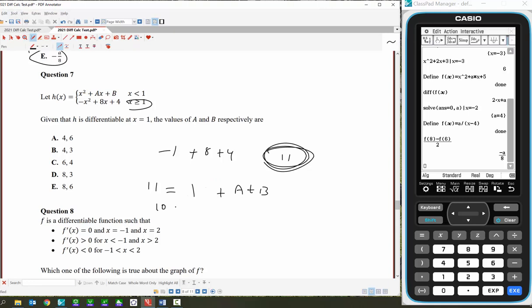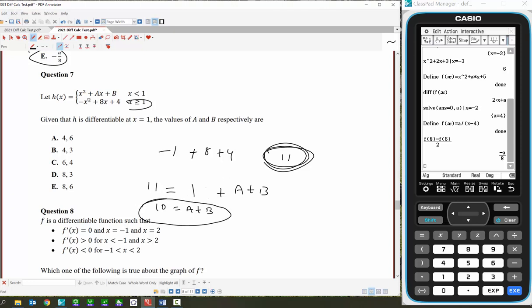So it's going to be 10 equals a plus b. All right, let's just check that to see if I've done that all right. So 1 goes into this function here, and we've got -1 plus 8 is 7 plus 4 is 11. So this function here is 11 at x equals 1. We've let this one equal 11 at x equals 1. Okay, so we've got that.